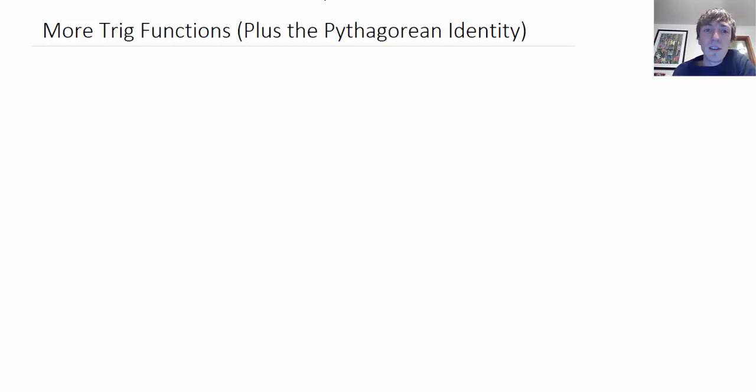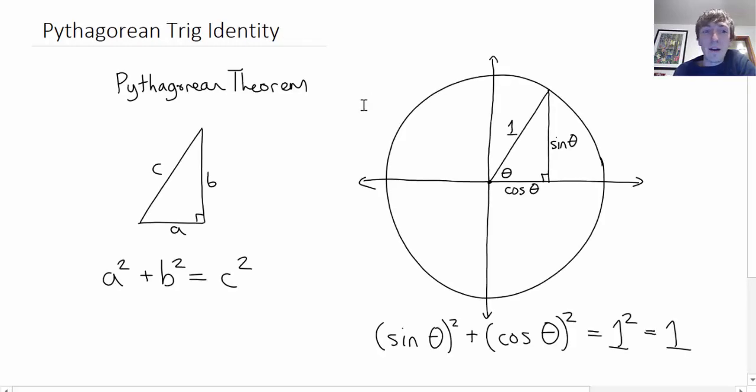Okay, so just to start with the Pythagorean trig identity, this is the most important formula when it comes to the trig functions and using them to solve equations in general. So we're not going to see much application of this at the moment, but right now I want you to think about why this is true.